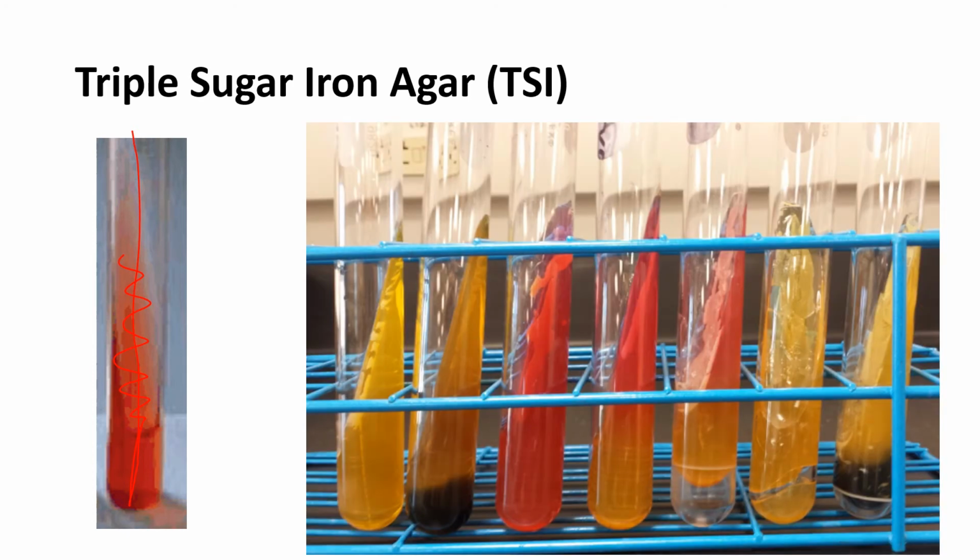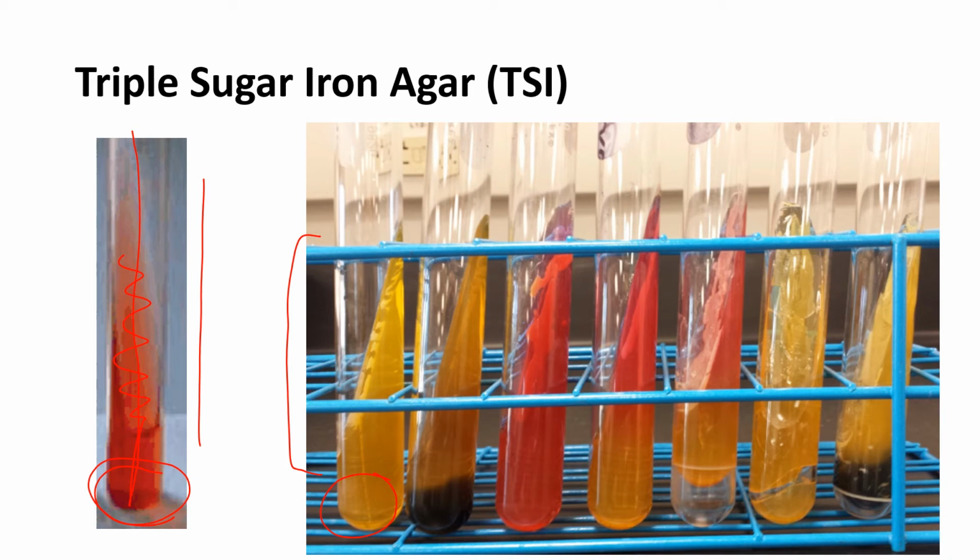There are many different types of results you can see in a TSI tube, and these are some of the results. When going through and evaluating them, you're looking at the color in two parts of the tube. One part is the butt. The butt is the bottom of the tube, and then we talk about the slant, which is the rest of the tube. In this first tube here, the butt is yellow, which indicates that glucose was utilized.